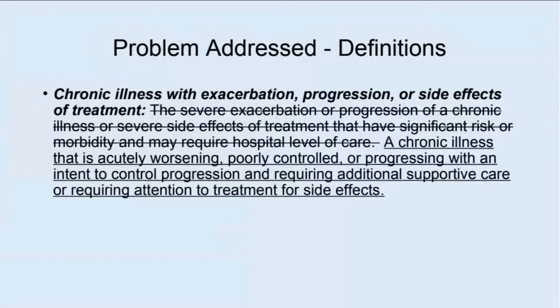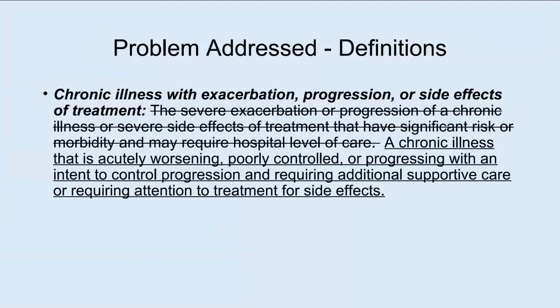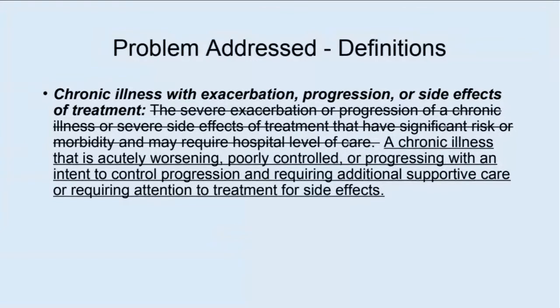Okay, chronic illness with exacerbation, progression, or side effects of treatment. This was also changed. The chronic illness is acutely worsening, poorly controlled, or progressing. So this is important information to help kind of define the condition here. A chronic illness is acutely worsening, poorly controlled, progressing with an intent to control progression and requiring additional supportive care or requiring attention to treatment for side effects.